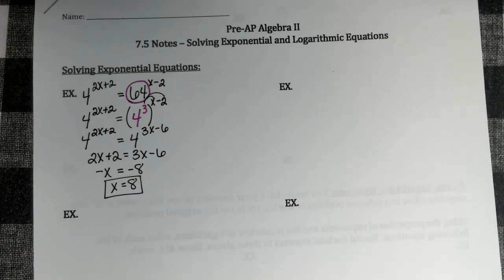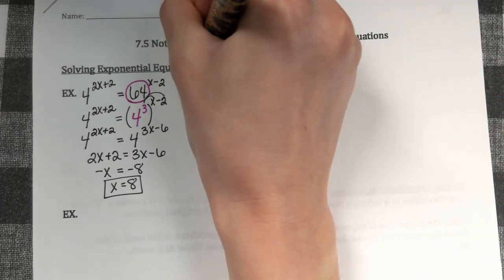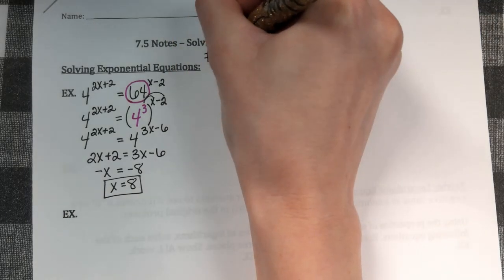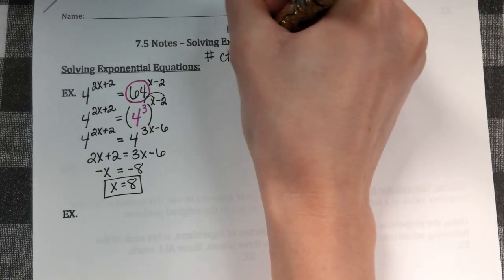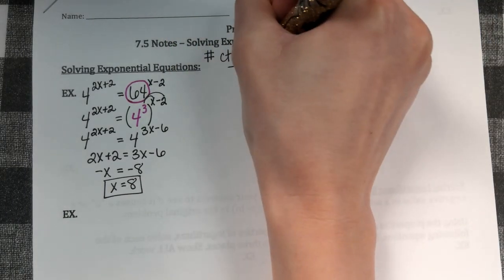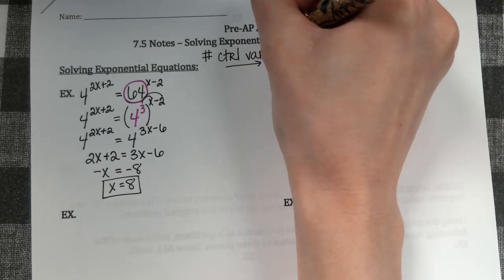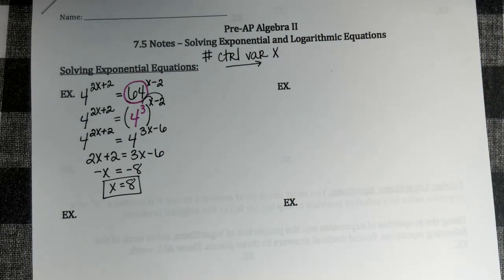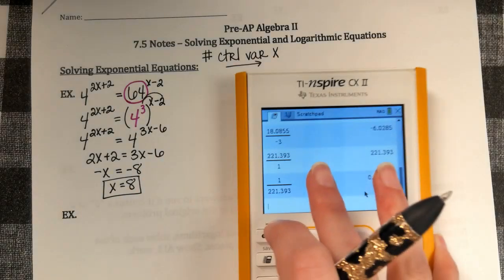Okay, now with 7.5, you get to use the Inspire. You can check every single one of these problems because you're getting x equals as your answer. Okay, so for you to check in the Inspire, you're going to type your number and then ctrl var will get you that store arrow, and then you type your x. Okay, so I'm going to show you this one, but I'm not going to check every single problem because of time.